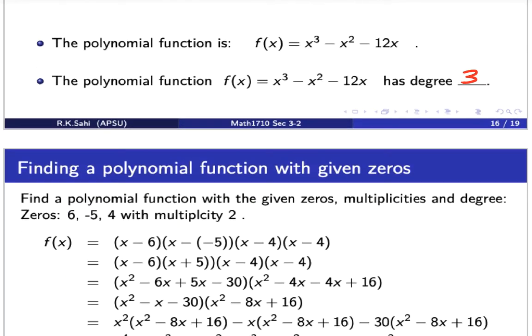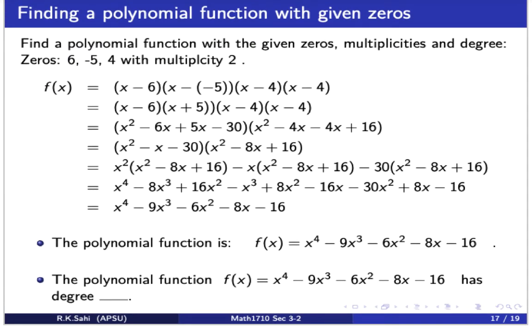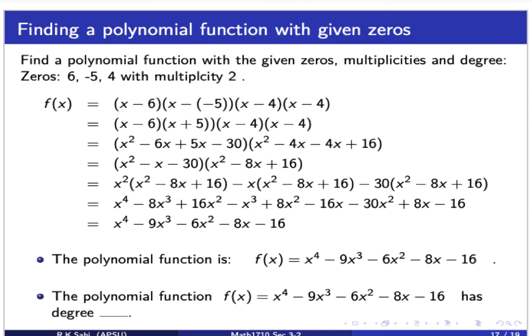Now let's go ahead and look at another example where we will see a multiplicity. So here we're looking at a polynomial function with the given zeros. Zeros are 6, minus 5, 4 with multiplicity 2. That means this is repeated twice. And we'd like to write down this polynomial function and write down the degree.